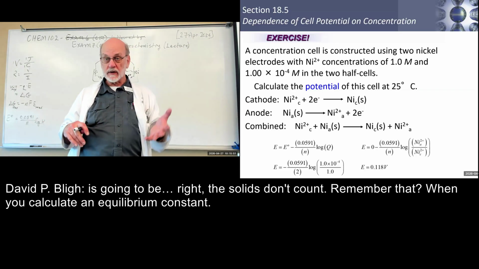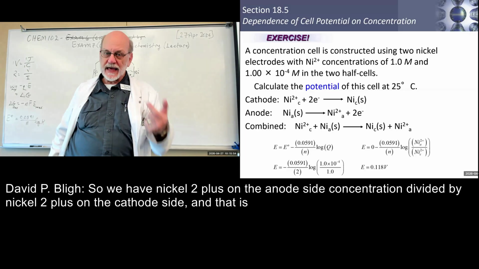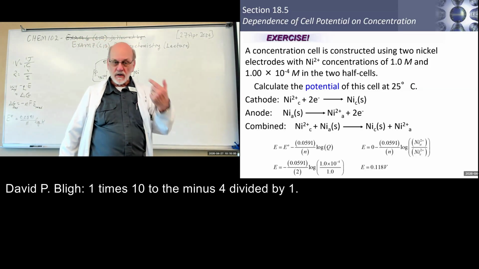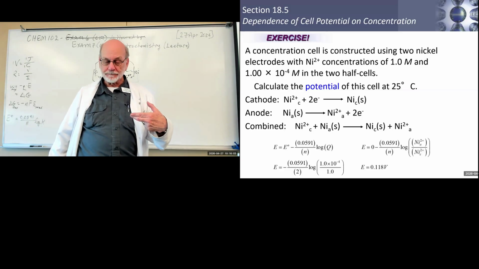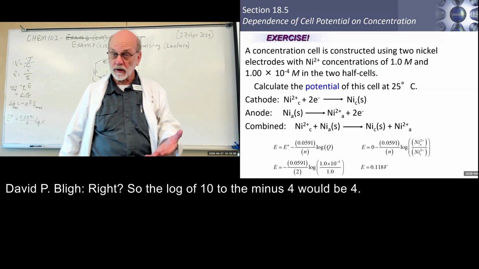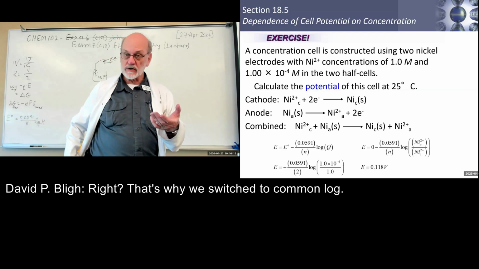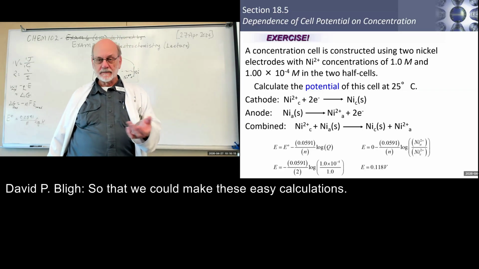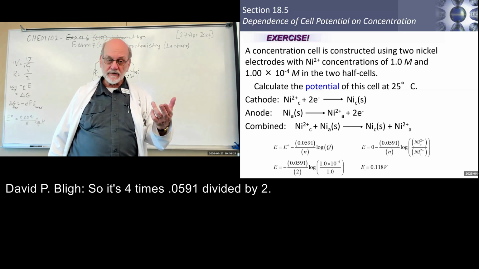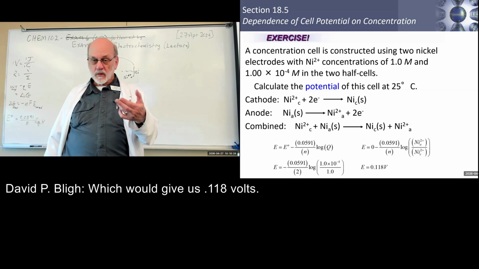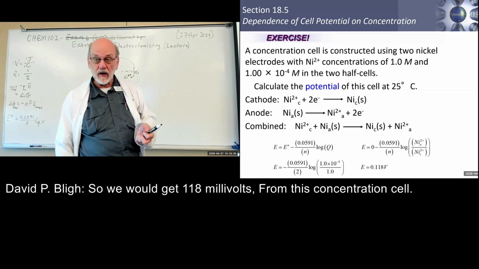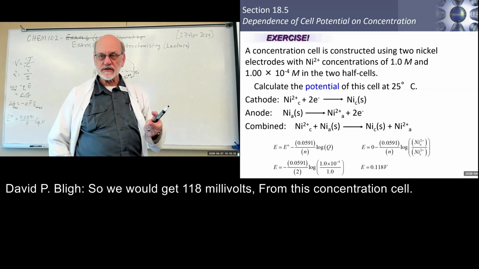Remember that when you calculate an equilibrium constant. So we have nickel 2 plus on the anode side concentration divided by nickel 2 plus on the cathode side, and that is 1 times 10 to the minus 4 divided by 1. All right. So the log of 10 to the minus 4 would be 4, right? That's why we switched to common log so that we could make these easy calculations. So it's 4 times 0.0591 divided by 2, which would give us 0.118 volts. So we would get 118 millivolts from this concentration cell.